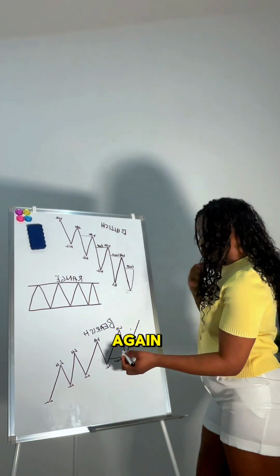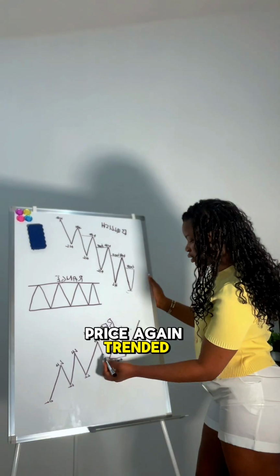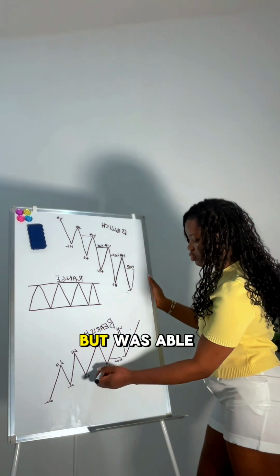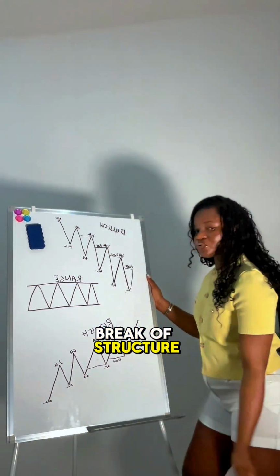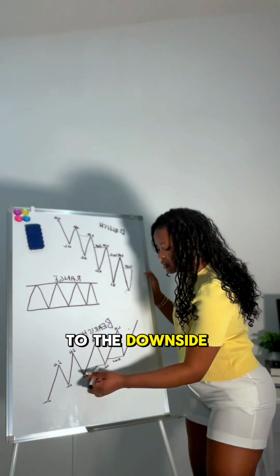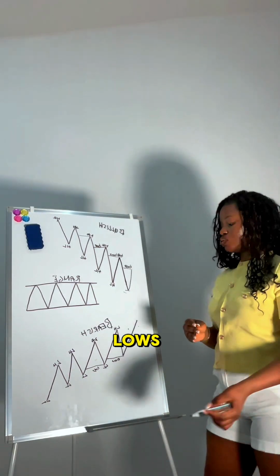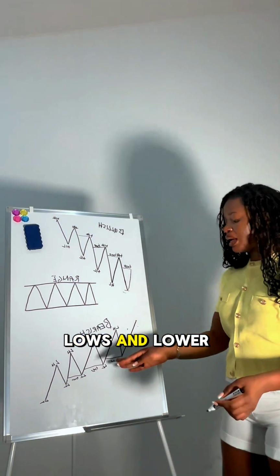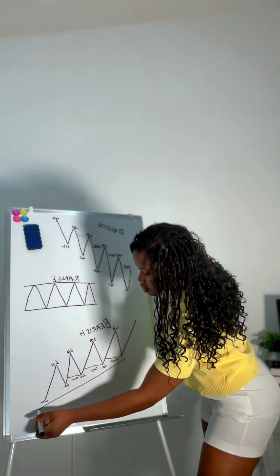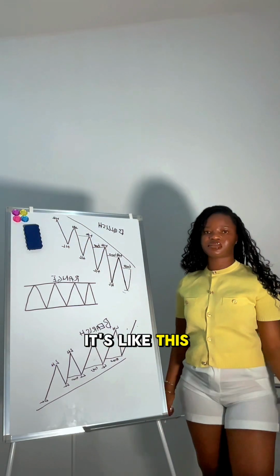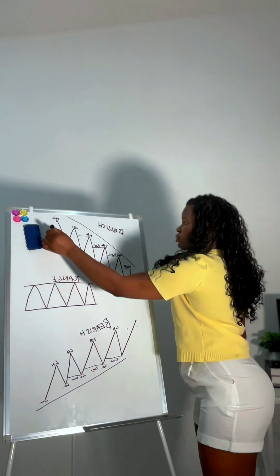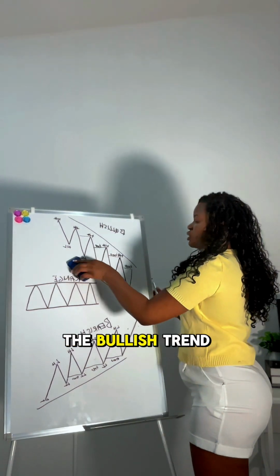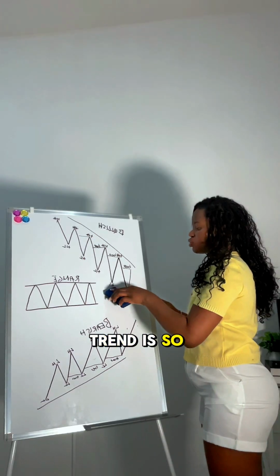Then price again trended up, was unable to break this lower high, but was able to break this lower low, which gave us this break of structure again. You see price keeps breaking structures to the downside, keeps creating lower lows and lower highs. You see that it's like this, the trend is straightforward. The bullish trend is straightforward, and the bearish trend is so straightforward.